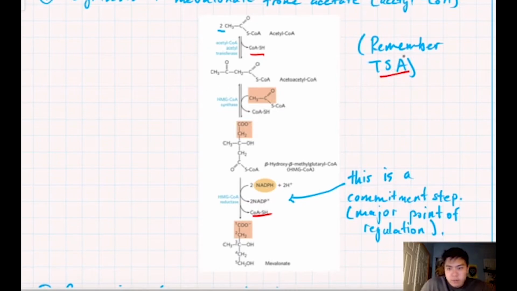Here's a little acronym. Remember TSA. So the second 2 are HMG-CoA, and the first is acetyl-CoA acetyltransferase. So TSA, like when you get checked out at the airport, is for transferase, synthase, and reductase. And after that, all you have to know are the 2 names or products and intermediates that are used to name those enzymes.